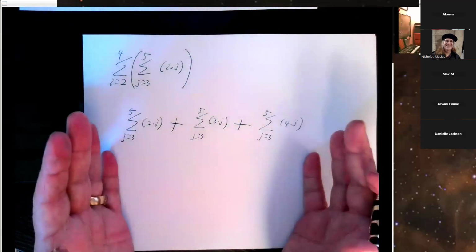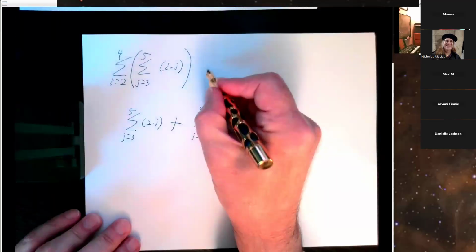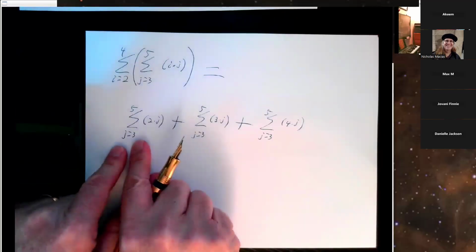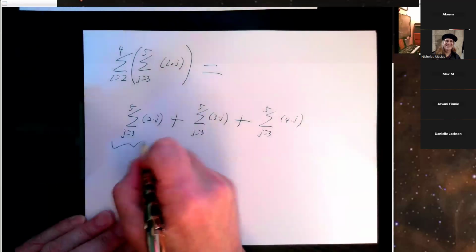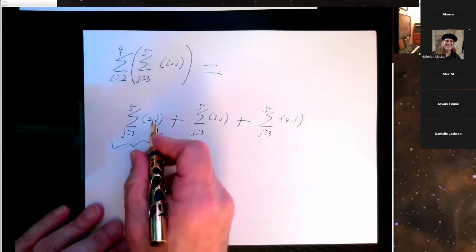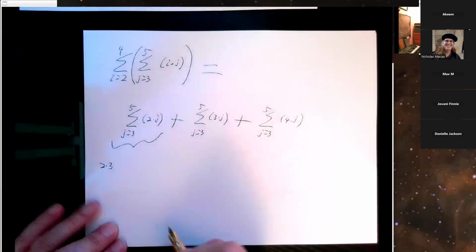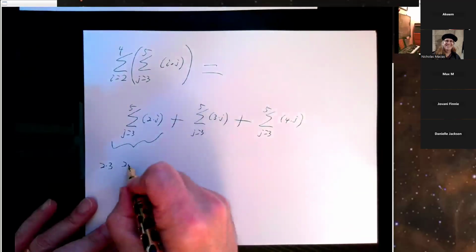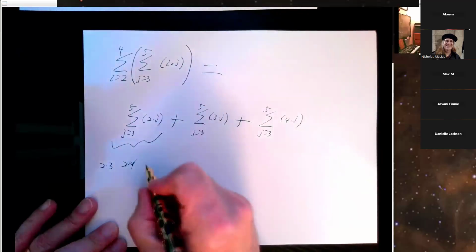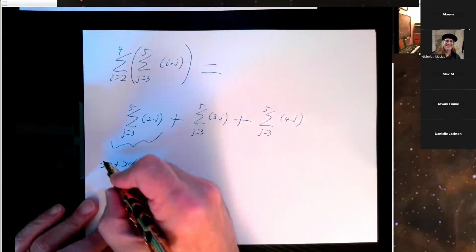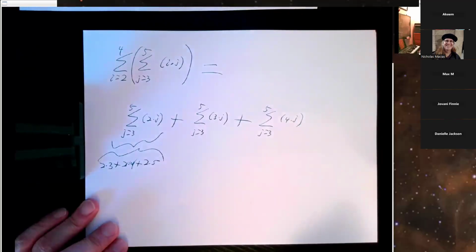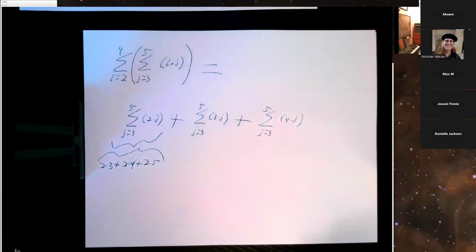So if I can do this, I've got the answer to that. Well, I can do each of these because it's just a simple summation. So what does this say? Well, set j equal to 3. This will be 2 times 3. Set j equal to 4. It'll be 2 times 4. Set j equal to 5. It'll be 2 times 5. Add them together. That's what that thing's equal to. And so on.